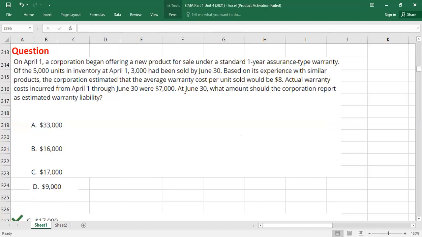So what is the question here? At June 30, what amount should the corporation report as estimated warranty liability? Warranty liability is asked at June 30. June 30, most probably it will be year end, right? Okay, so here we go. So it means you have to calculate the year end liability. On April 1, the corporation began offering a new product for sale under a standard 1 year assurance type warranty, with 5,000 units in inventory at April 1.